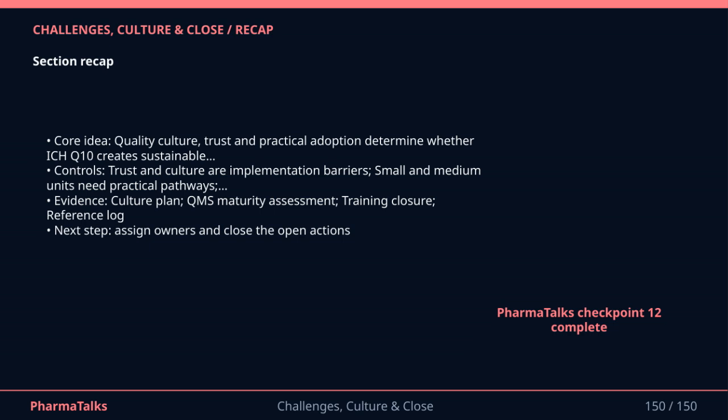We also have concrete evidence to support this approach, including our culture plan, the QMS maturity assessment, training completion records, and reference logs. Moving forward, the next critical step is to assign clear ownership and close out any remaining open actions. With that, we've successfully completed PharmaTalks Checkpoint 12, covering challenges, culture, and closing steps for a solid finish.